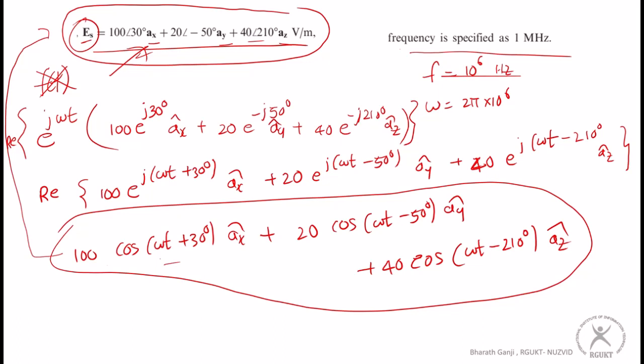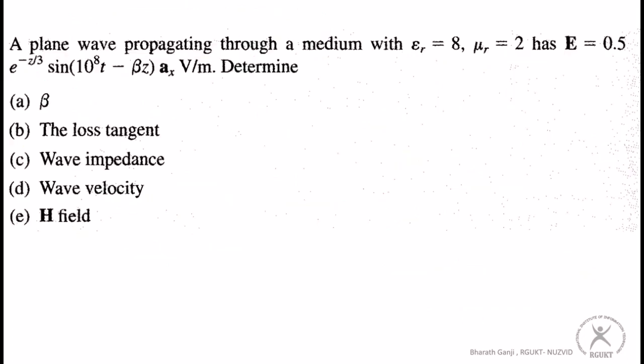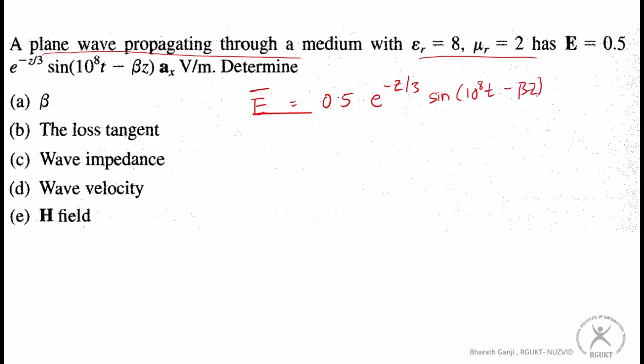So let us solve a problem relating to these questions. You can see here there is a plane wave propagating through a medium, and the medium parameters are given, and the electric field is written like this. Electric field is 0.5 e power minus z by 3 sine of (10 to the power of 8 t minus beta z) a_x cap. So this is a function written in the time domain.